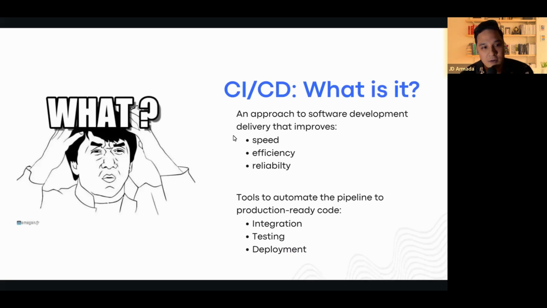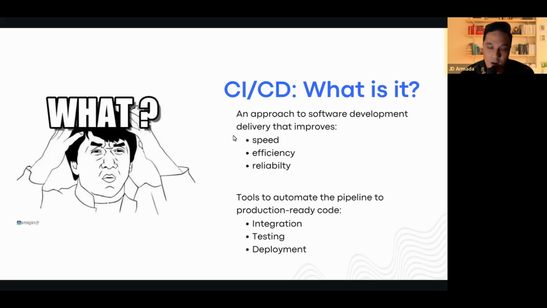A quick summary on CI/CD and why it's important. Continuous integration and continuous delivery is a software practice that looks to improve the speed, efficiency, and reliability of delivering software. In short, CI/CD will provide your team of developers with a bunch of tools to automate the process of integrating, testing, and deploying code to production.